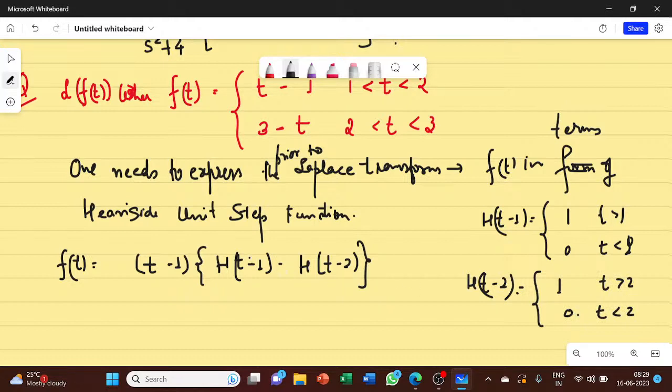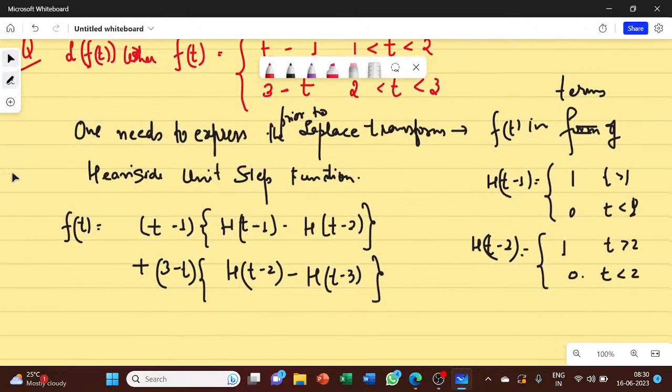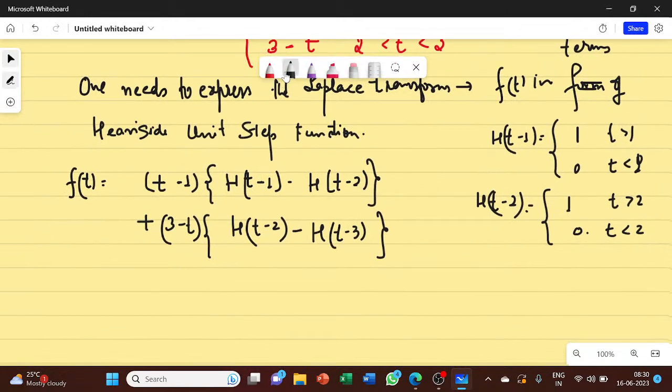So if t is less than 1, this would be 0, this would be 0. If t lies between 1 and 2, this would be 1, this would be 0, you will get t minus 1. And if t is greater than 2, this would be 1, this would be 1, overall it would be 0. So here we have to use this kind of definition. So I'll add 3 minus t, and then I will write h of t minus 2 minus h of t minus 3. So this is how I write my function. I hope it is clear.